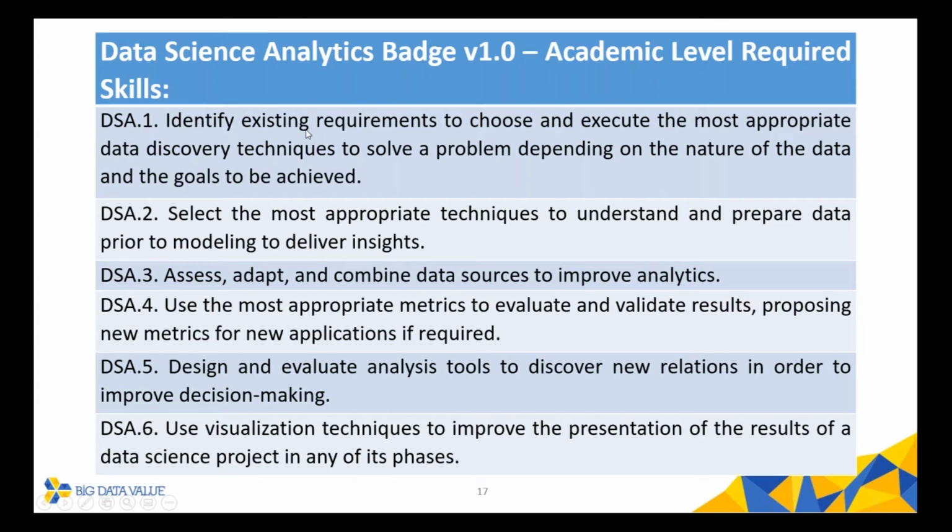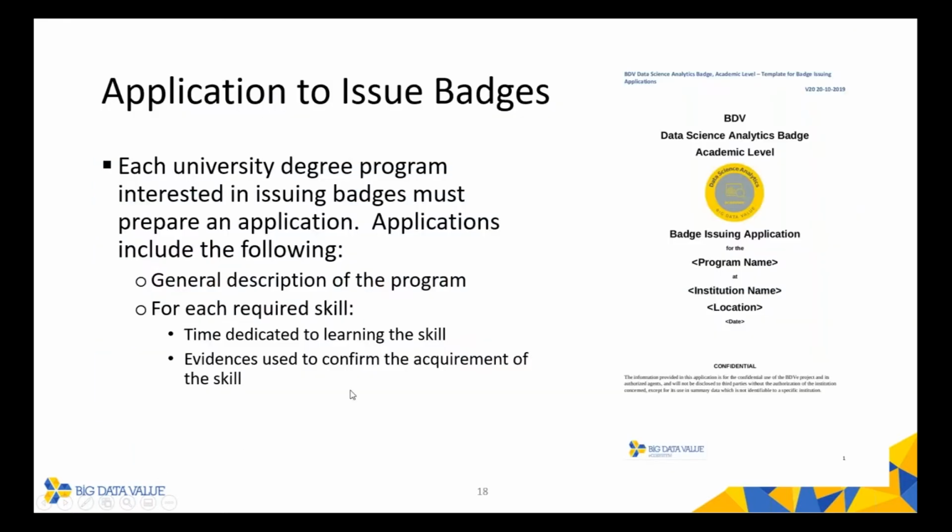The first one, data science skill 1, is that the student is able to identify existing requirements to choose and execute the most appropriate data discovery technique to solve a problem depending upon the nature of the data and the goals to be achieved. And as you can see, there are five more. We can talk about some of these in more detail at the end if you're interested.